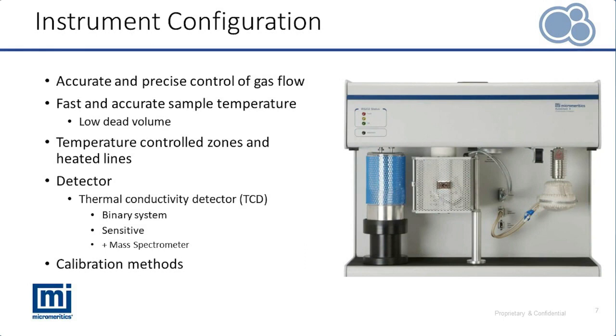TPR is typically performed with a binary mixture of the active gas, or the reducing gas, and an inert gas when using a thermal conductivity detector. Signals are detected due to the changes in the conductivity of this binary gas. The TCD is highly sensitive, but requires careful understanding of the gaseous products involved in the temperature program studied. Coupled with a mass spectrometer, it allows information on the composition of the gas.